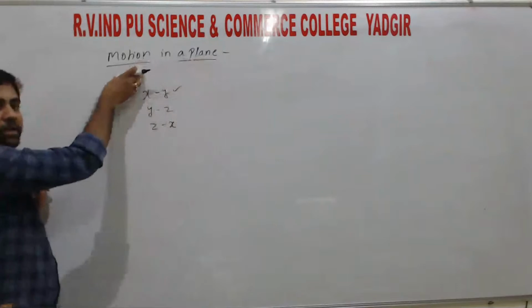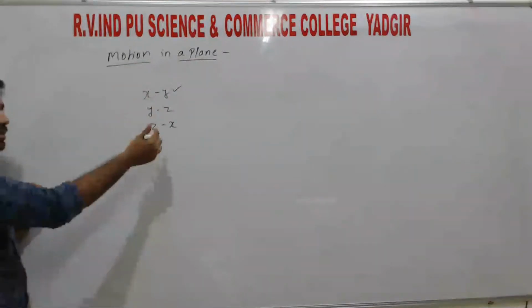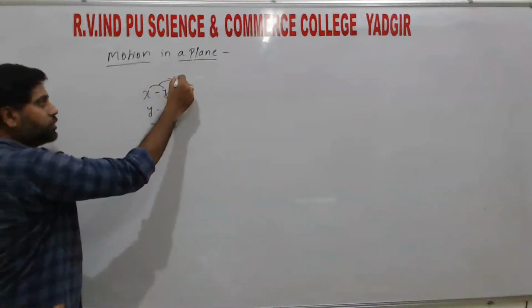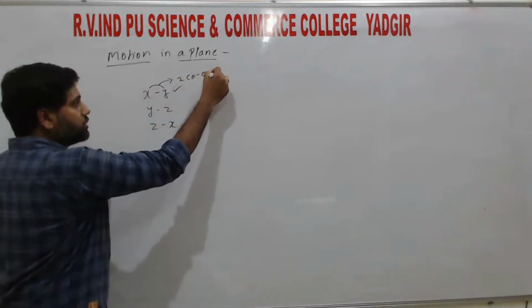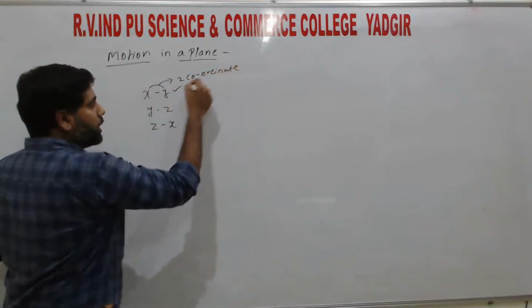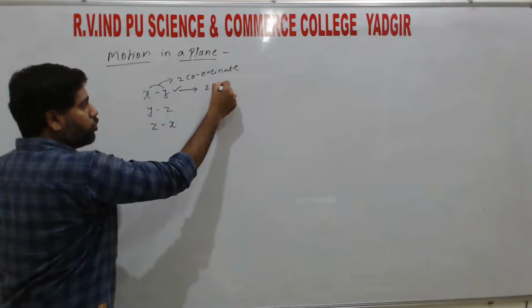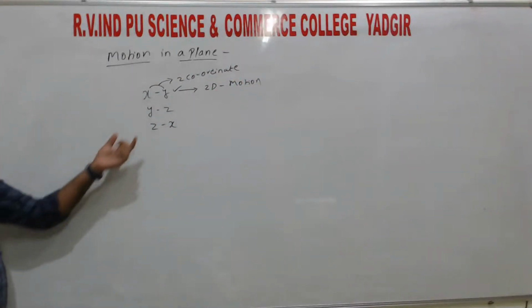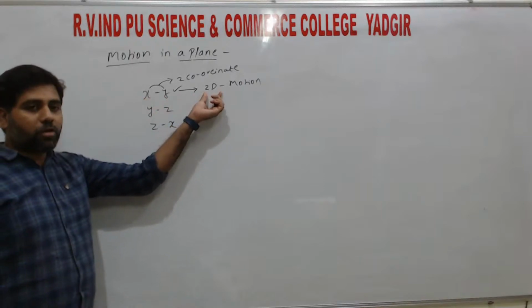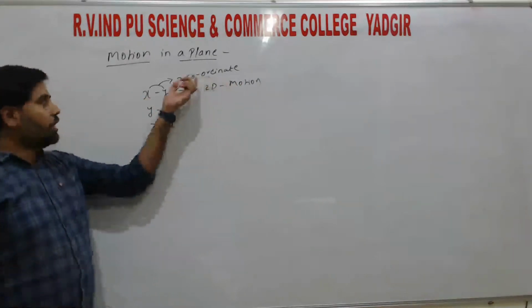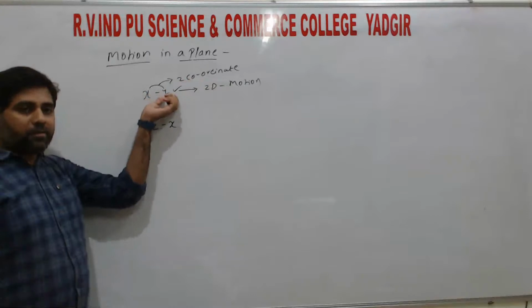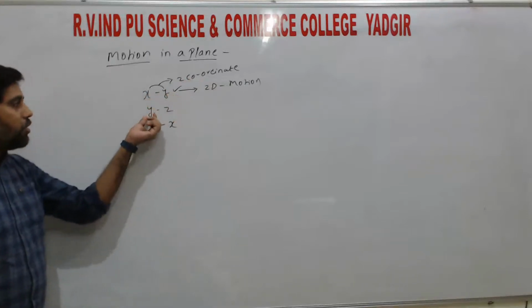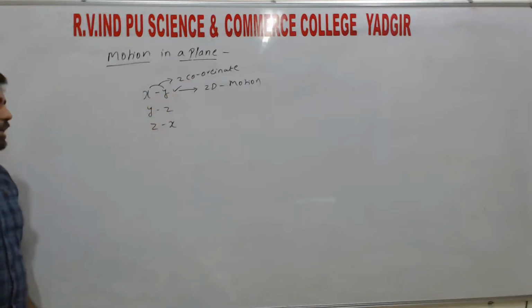That means an object which is moving in two dimensions. Two dimensions means it uses two coordinate axes. So that's why the motion we call two dimension motion. It uses two coordinates, one is x and another one is y, or yz or zx.